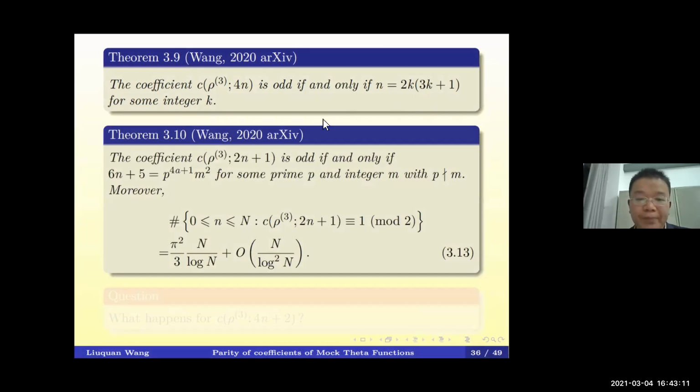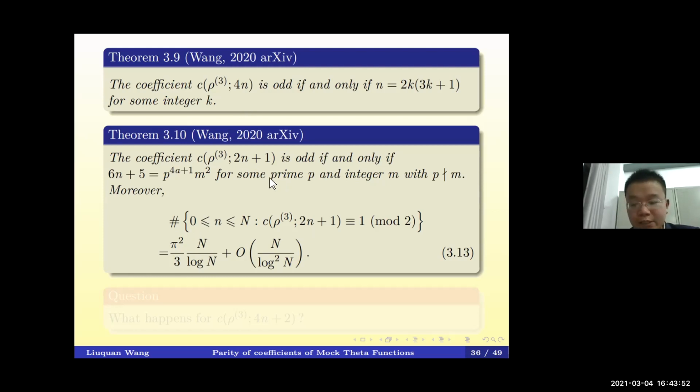And for the odd subsequence, the coefficient at 2n plus 1 is odd if and only if 6n plus 5 equals this kind of number. Once again, we have this kind of number. And in a similar way, we can just apply the previous general estimation. We can get the number of such odd values has this kind of main term and this kind of error term. So as we can see, for the subsequence 4n and the subsequence 2n plus 1, we actually know precisely when the coefficient is odd and even.